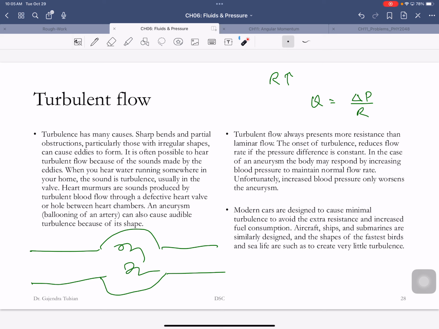Unfortunately, increased pressure only worsens the aneurysm. The aneurysm was there because of a weakening in the blood vessel, and when you push harder on the walls, you're eventually going to burst it.